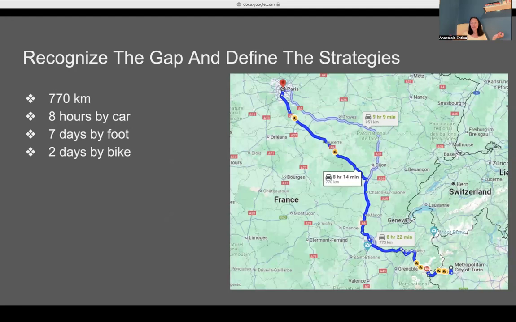Right? And back to my example with Google Maps, Turin and Paris. We have defined that the current state is Turin. We have defined that the desired future state is Paris. Great. Now we have to understand the gap. The gap is about 770 kilometers, and our possible options are 8 hours by car, 7 days by foot, or 2 days by bike. And we present all these three possible options to our key stakeholders so that they can make an informed decision. The key word here is informed decision.